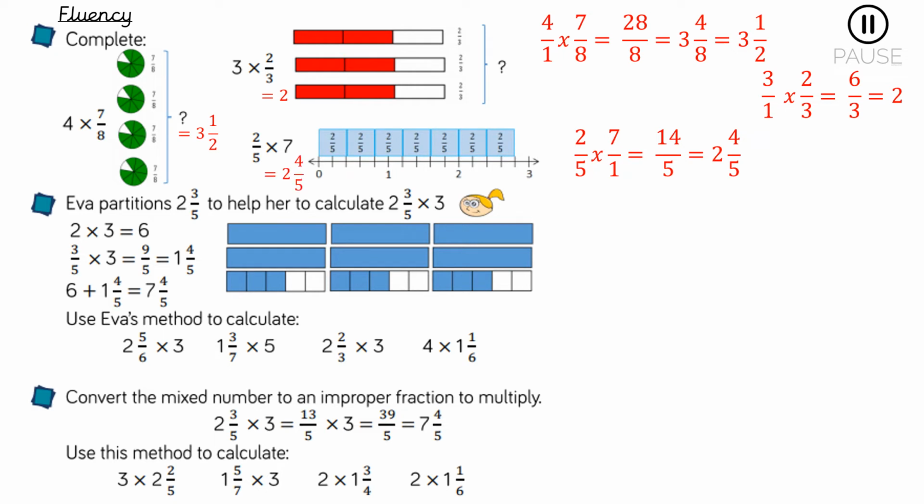So using that then, we can say for 2 5/6 times by 3, if we take our whole number first, so 2 times 3, which is 6, then if we take our fraction, 5/6 times 3, so that becomes 5/6 times 3 over 1, which is 15/6, which equals 2 3/6, which can be simplified down to 2 1/2. Then we get our two answers, so 6 plus 2 1/2, which equals 8 1/2. So that's the answer to the first one.